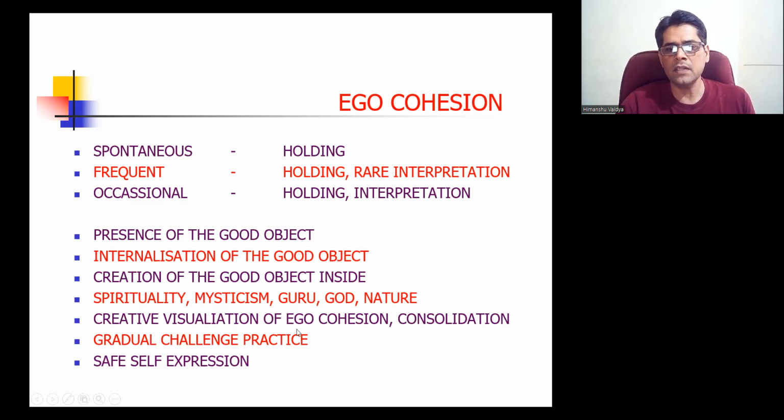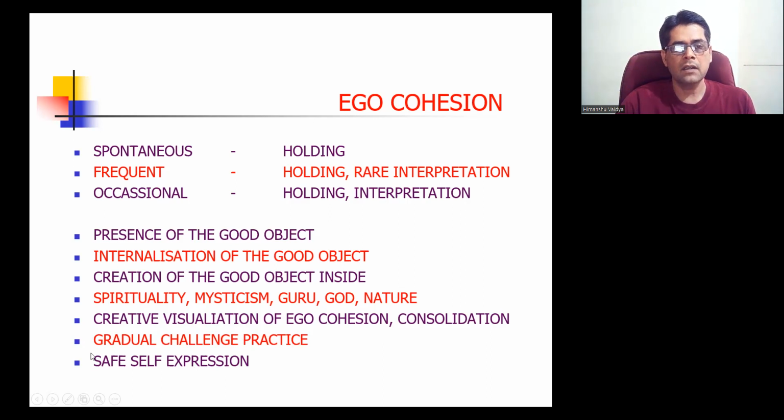So creative visualization of how the ego is created, how to consolidate it, how to integrate it in case it is disintegrated, that creative visualization first as a standalone practice, and then when it happens, is very important. Slowly one gets into a gradual challenge practice. So one gets into situations where one is gradually challenged and one has to maintain one's ego cohesion in the face of increasingly strong challenge.